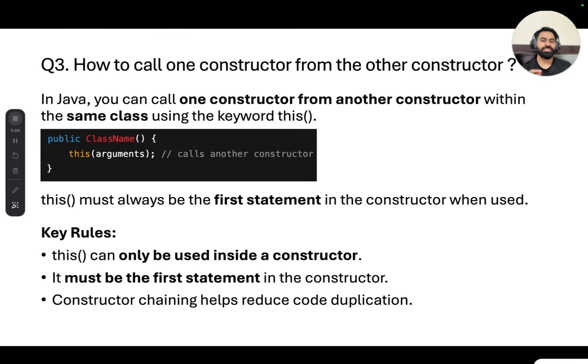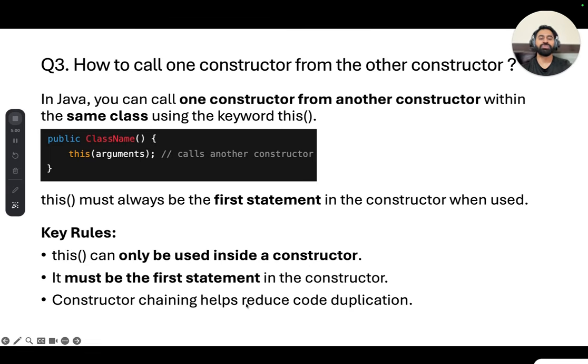So what is the rule? First, this can only be used inside a constructor. Second, it must be the first statement in the constructor. If you try to put it in another part of your Java class, or as the second or third statement in a constructor, it will give a compile time error. Constructor chaining helps reduce code duplication.